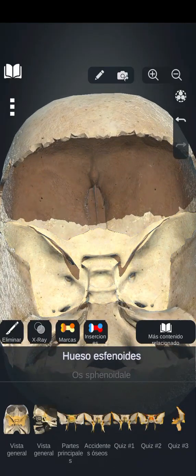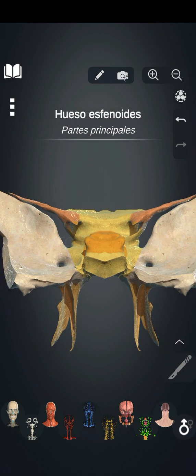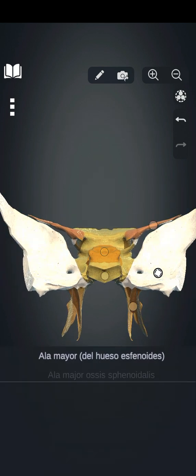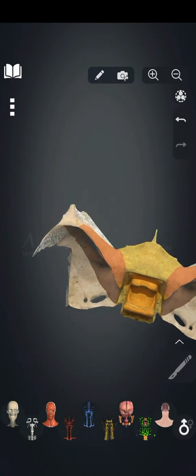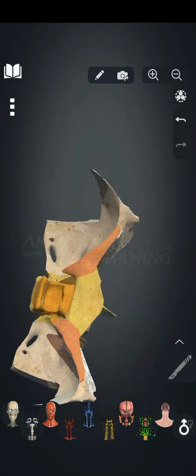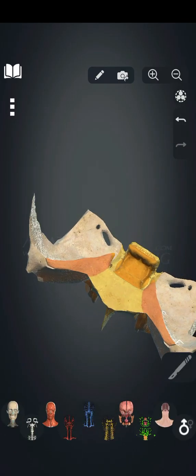The lesser wings extend laterally and form part of the anterior cranial fossa, separating it from the middle cranial fossa. They contribute to the formation of the optic canal, which transmits the optic nerve and the ophthalmic artery. The superior orbital fissure, located between the greater and lesser wings, allows passage of cranial nerves responsible for eye movement and sensation, as well as venous drainage through the superior ophthalmic vein.